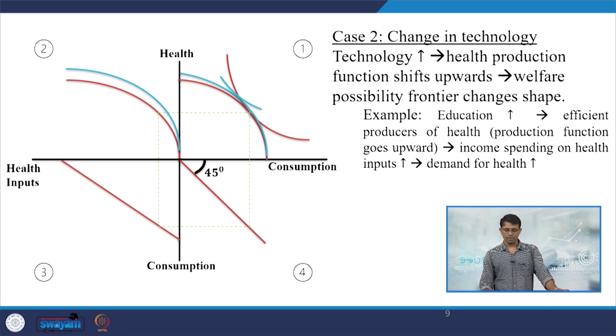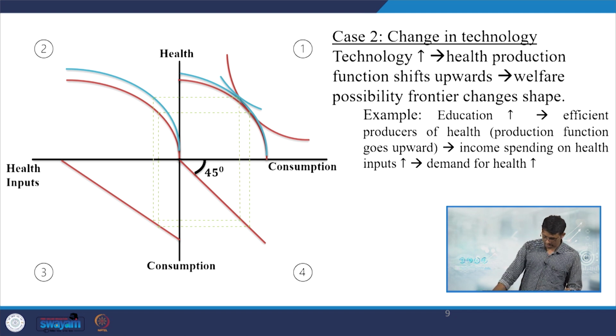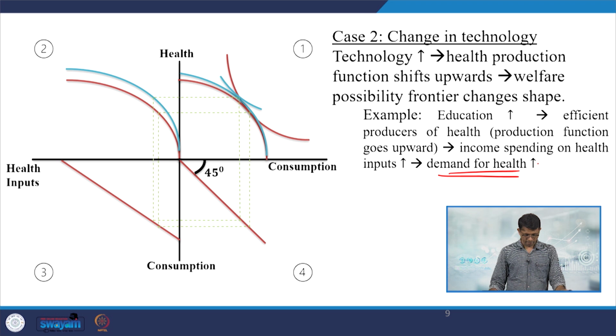One such example is education. If education enhances the skill, technological upgradation is also possible. So spending on education is very efficient and very good. That leads to efficient producers of health. Hence the production function goes upward, and that leads to income and spending on health inputs also increasing, and eventually the demand for health also increases. All right, you can just have a check.